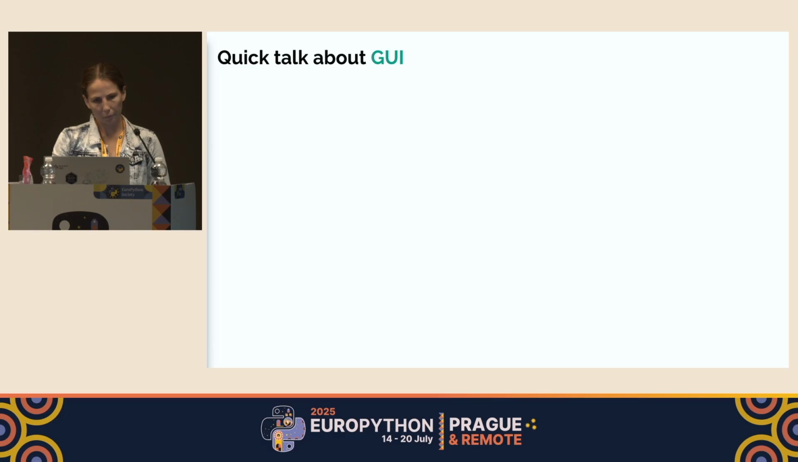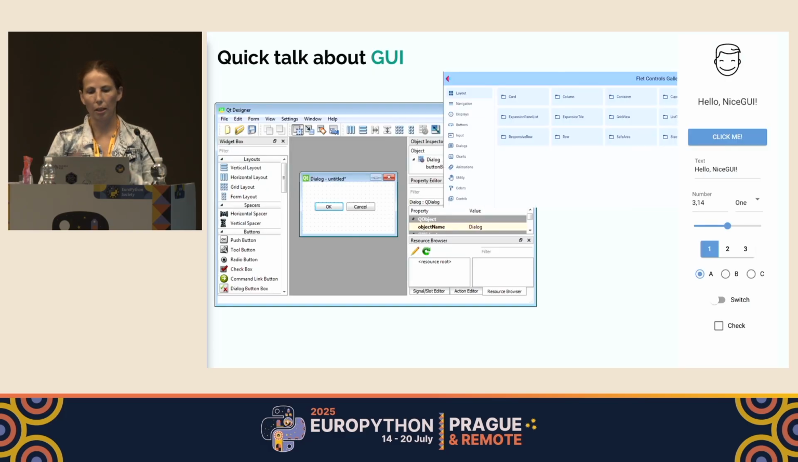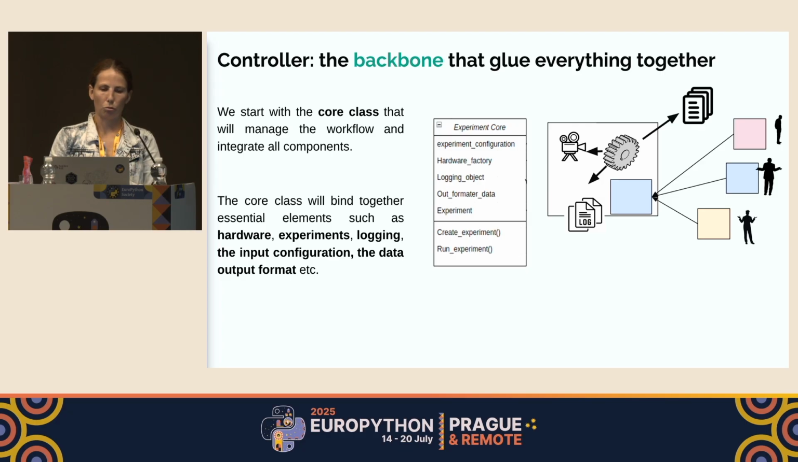A quick talk about the GUI. You can use as many frameworks as you want, with PyQt, with web. There are some examples here. If you want to know if you have a good MVC, it means you can switch from one GUI framework to another without changing the rest of your code. If your controller is doing the right abstraction, you can change your GUI very fast. Then you have the controller, which is the backbone that glues everything, like I said. It's really at the center. It will take the configuration at the start and decide what type of experiment the user wants, what type of hardware the user wants, and so on. So that's really in the middle.